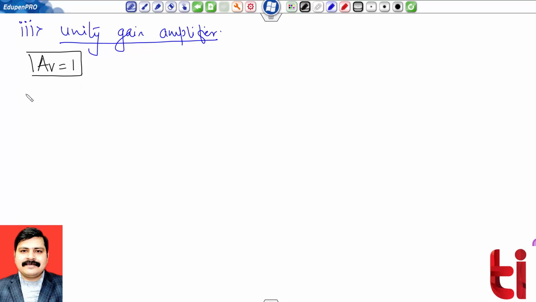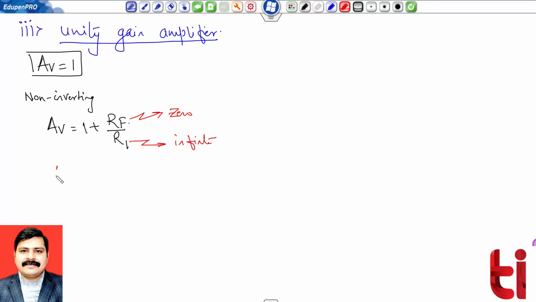If you can recall, for the non-inverting case, we have just seen that the value of AV will be equal to 1 plus RF upon R1. If somehow we are in a position to make this RF equal to 0 and this R1 equal to infinite, then we will have AV equals 1. That means if somehow we can do these two things, we will be in a position to have AV equals 1. So how can we achieve this?